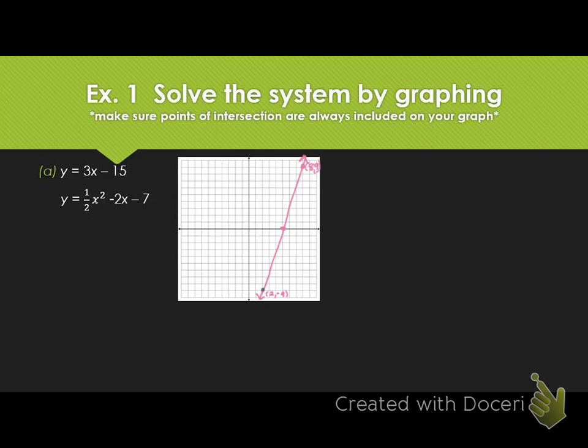So 2, negative 9, which we already have. Oh, and did anyone notice I forgot right here? Make sure you label the point. All right, so we've got the 2, negative 9. We've already got it there. We've already got the point labeled.